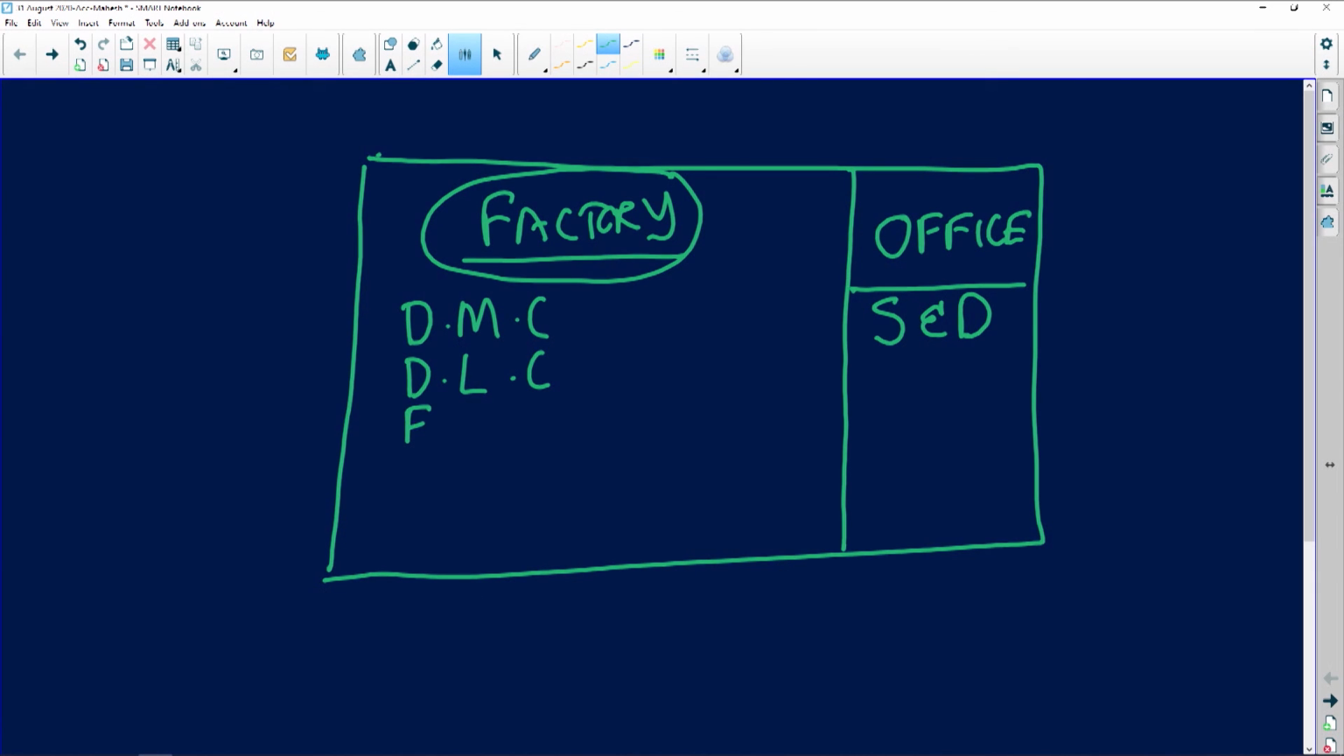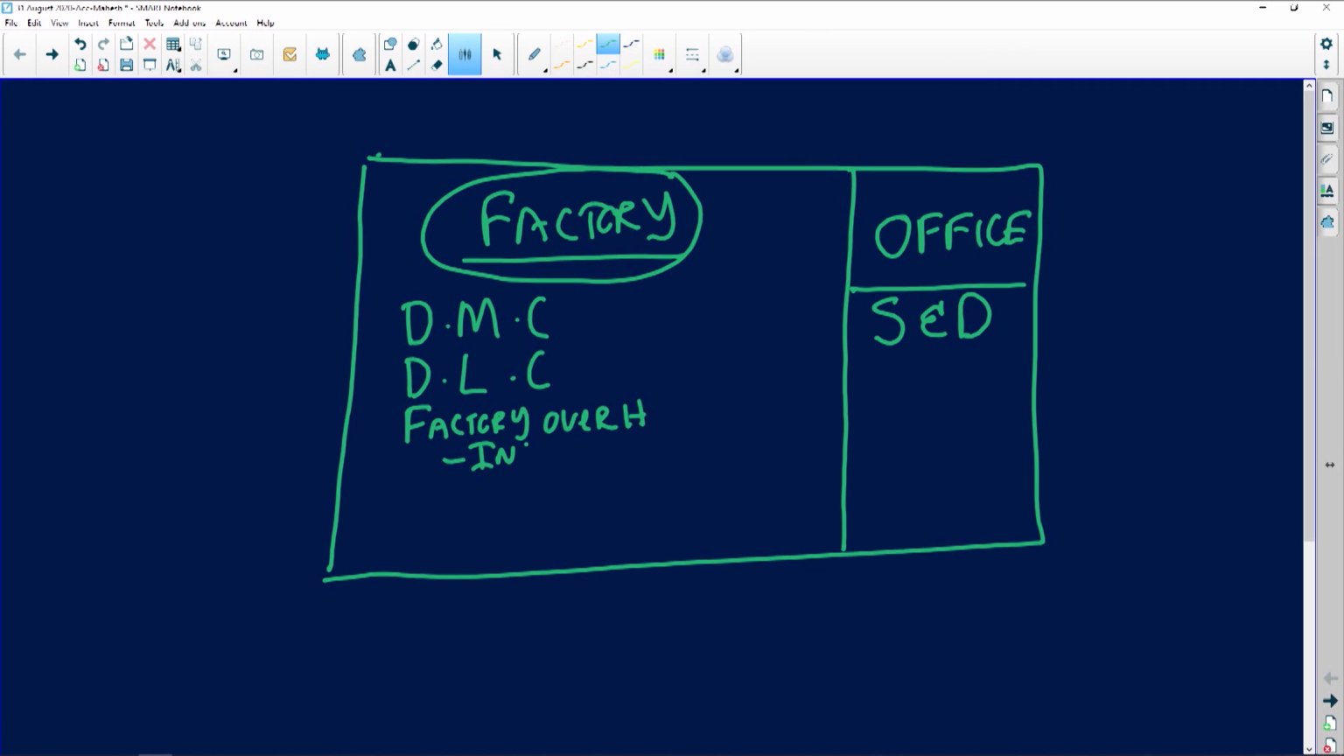And then we have other factory expenses which we call factory overheads. So this refers to all your indirect costs that are incurred in the factory. So for example, insurance that you pay for the factory, right? Your machinery is going to depreciate over time. The water and electricity, right? You could have indirect labor where you're paying the factory supervisor, the person that cleans the factory, and so on.